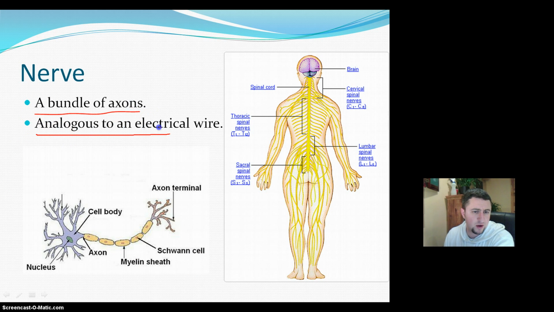You can think of that kind of like analogous to an electrical wire, where electrical wires can send signals. So all along your body, with this diagram here on the right, you have all these nerves, and all of these work kind of like an electrical wire. They're bundles of axons that send electrical signals up to your brain for them to be processed.